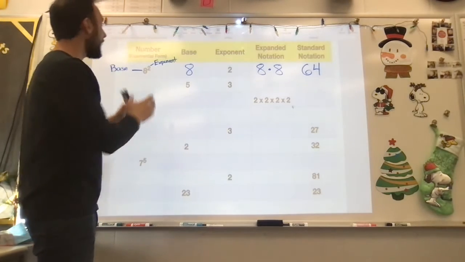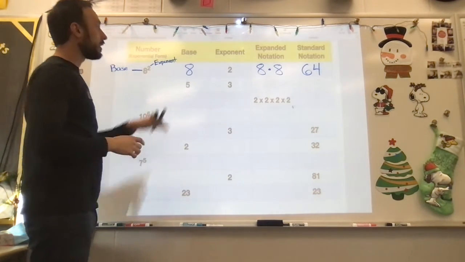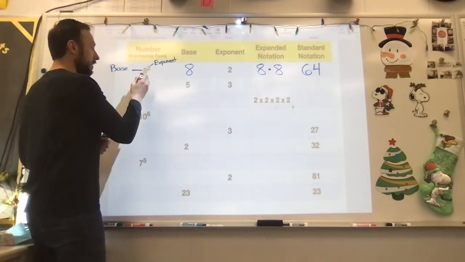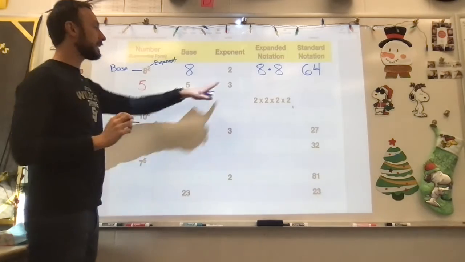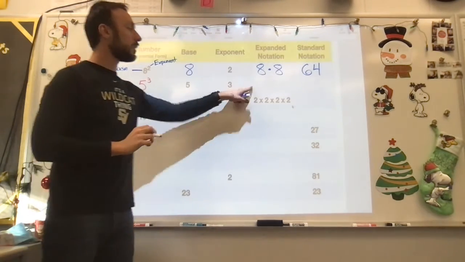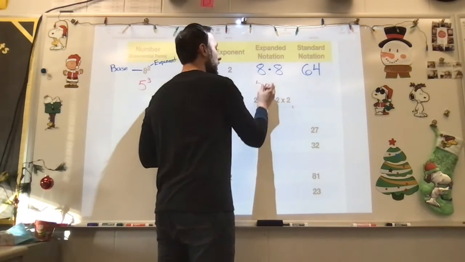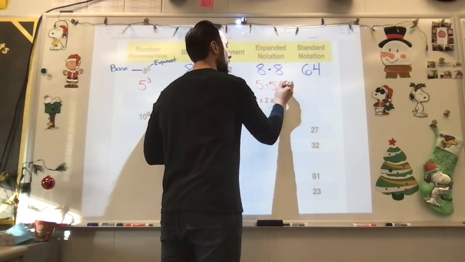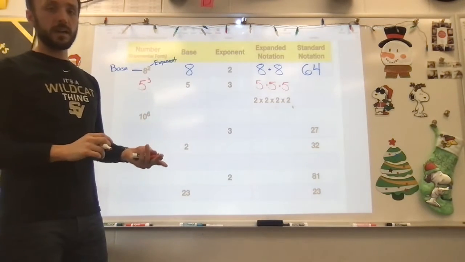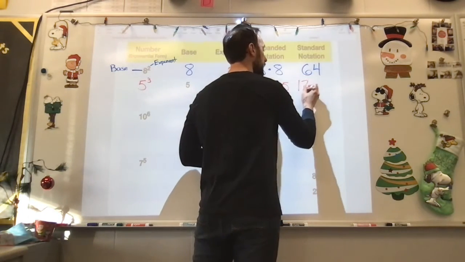For the next one, I do not have a number. I do not have the exponential form of the problem. But I know my base is 5. I know my exponent's 3. So my base is my big number, and my exponent's my number in the air, so it's 5 to the third. Expanded notation, so I show it with repeated multiplication. So this would be 5 times 5 times 5. 5 times 5 is 25. 25 times 5 more is 125.